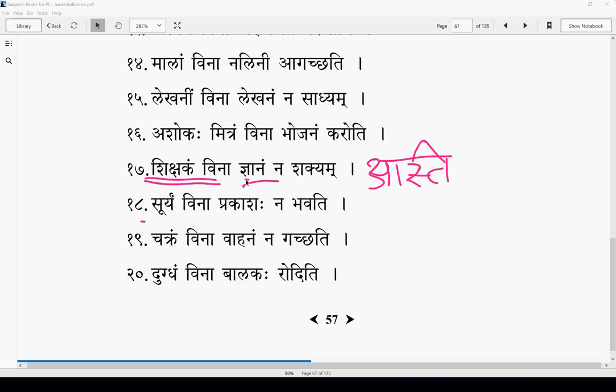Chakram vina vahanam na gacchati. Without wheels, a vehicle cannot be driven. The vehicle doesn't go. Dugdam vina balakah roditi. Without milk, the boy cries.